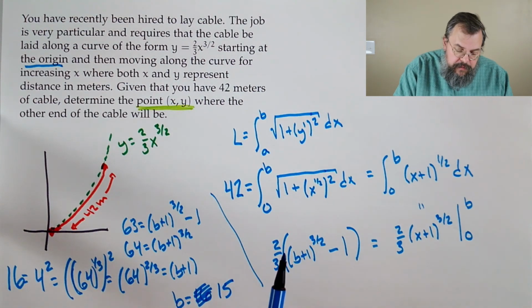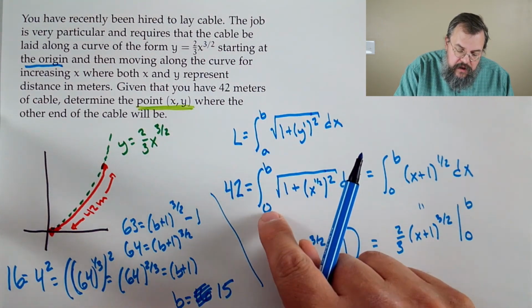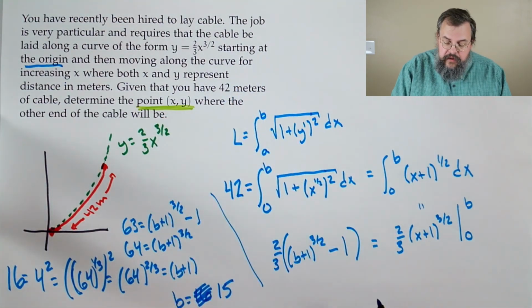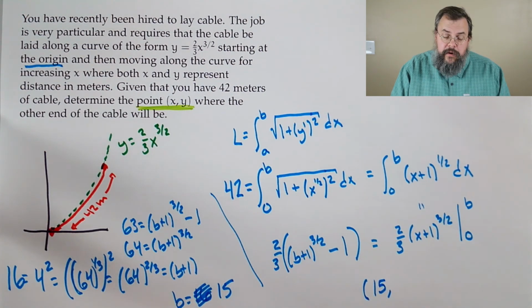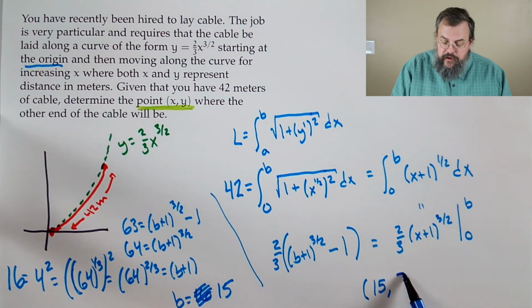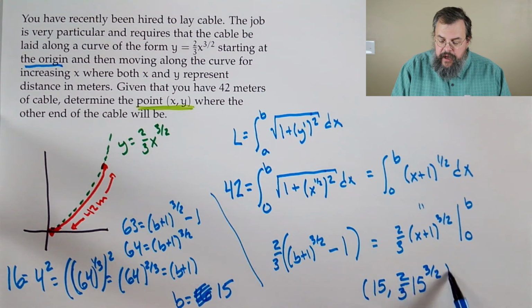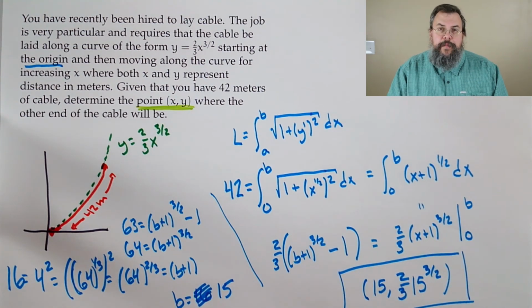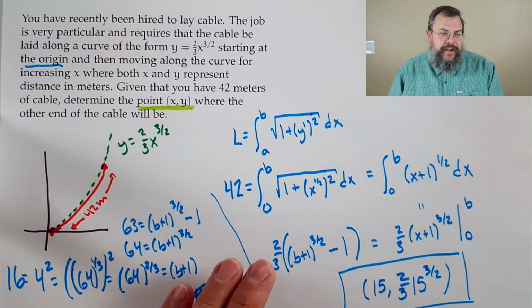So we know, what is b? Well, b is where we stopped for x. So it's the x coordinate. So our final answer will have 15 for the x coordinate. What about the y coordinate? Well, we plug it into the function. So 2/3 times 15 to the 3/2 power. And that's where the end of the cable will be. All right, good. We made it. Well, interesting problems.